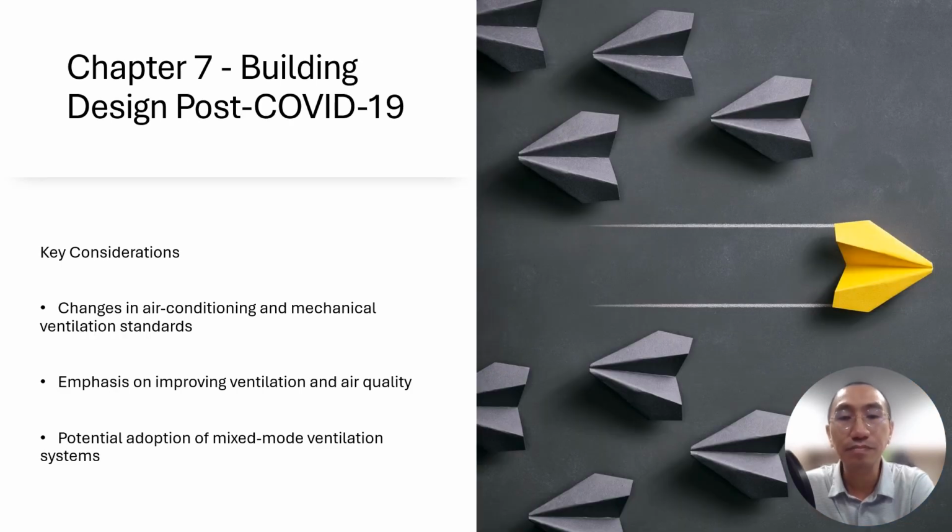Chapter 7 will mainly be focusing on the post-COVID portion of it. So with the post-COVID part of it, you will need to learn about the changes in the air conditioning program, emphasize on the improvement of ventilation of air quality and adaptation of the mixed mode ventilation systems. So this will be the key consideration of the building post COVID and some of the regulation changes. So you need to understand where does it come from and how you apply that to the building design.